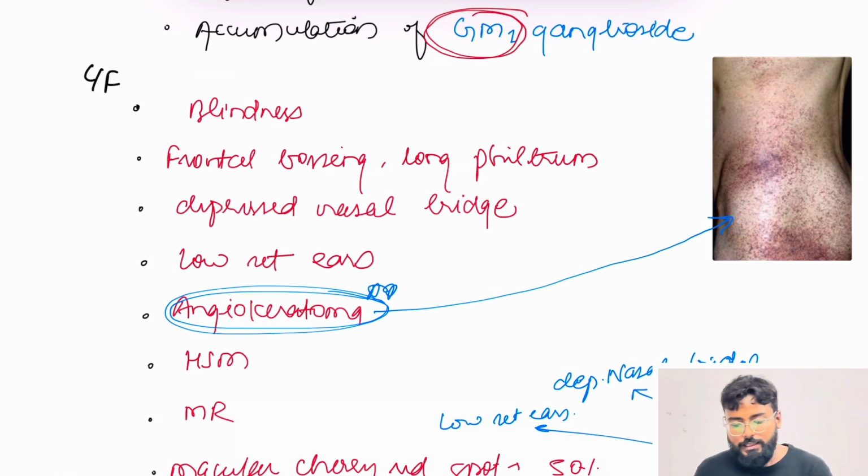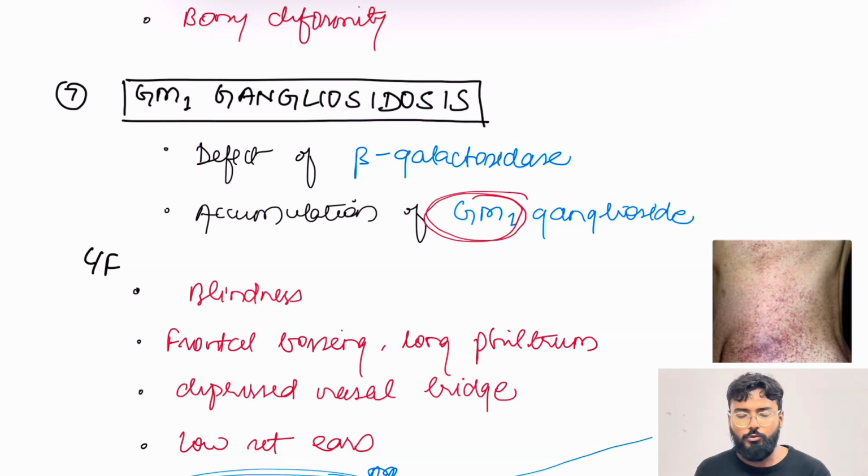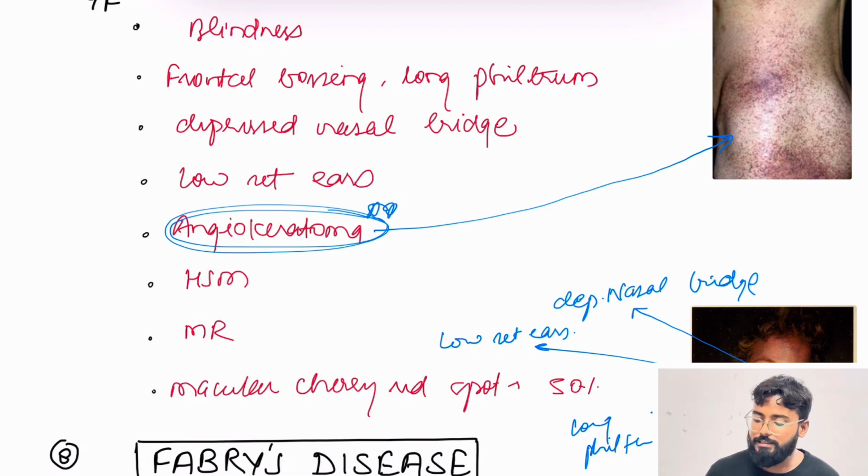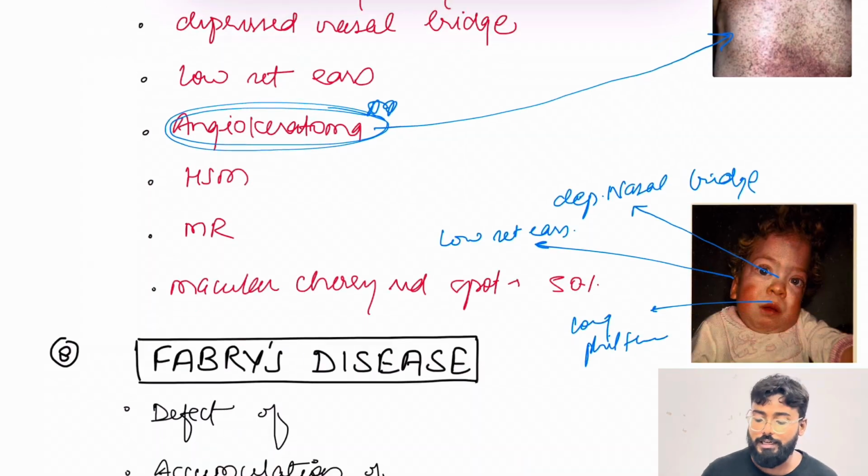And this is the only sphingolipidosis, that is your GM1 gangliosidosis. Whenever in the question you see facial features, like low set ears or depressed nasal bridge or long philtrum, immediately you can jump onto the conclusion that it is your GM1 gangliosidosis, and the enzyme defective is your beta galactosidase. So this is how angiokeratoma looks like, and these are the facial features in case of GM1 gangliosidosis.